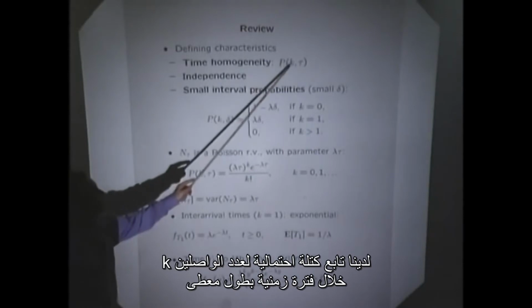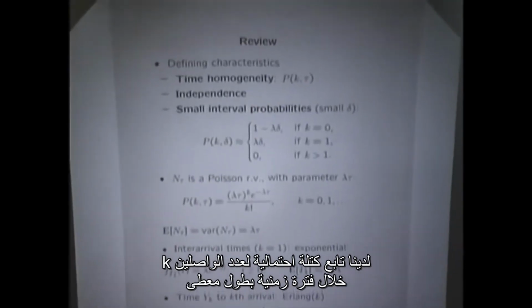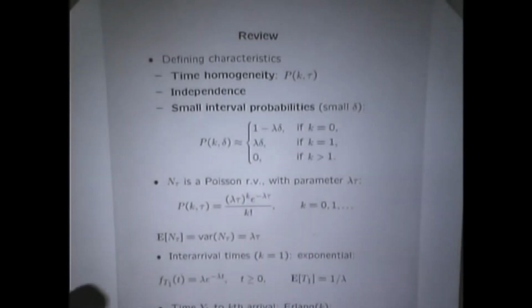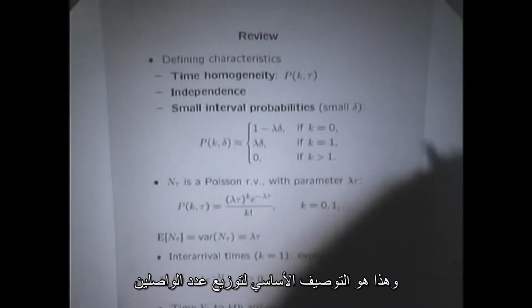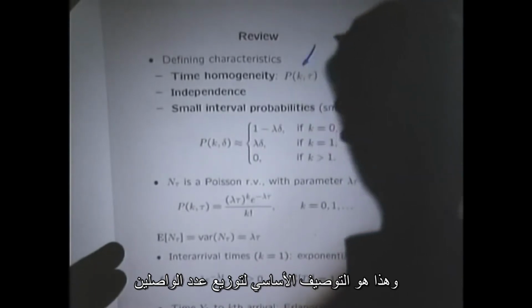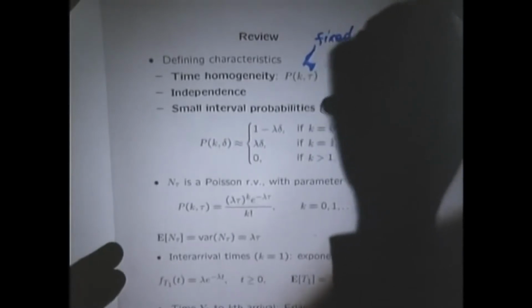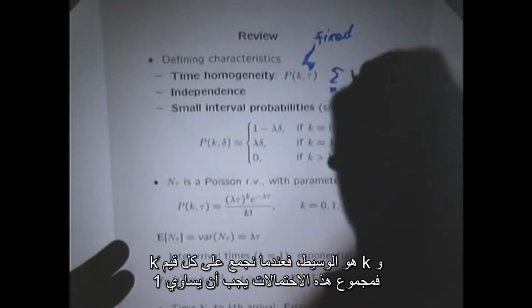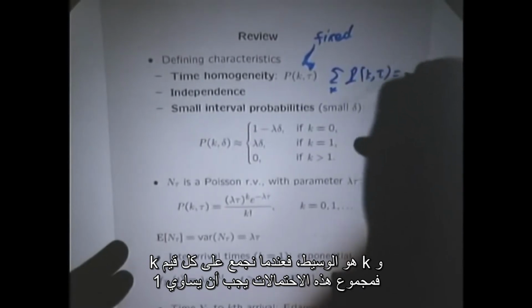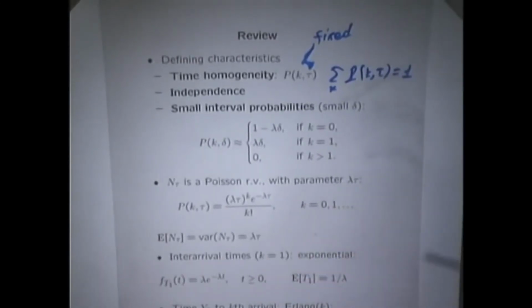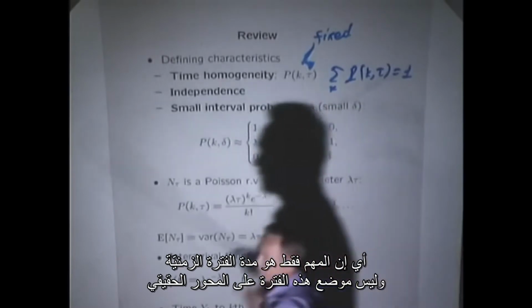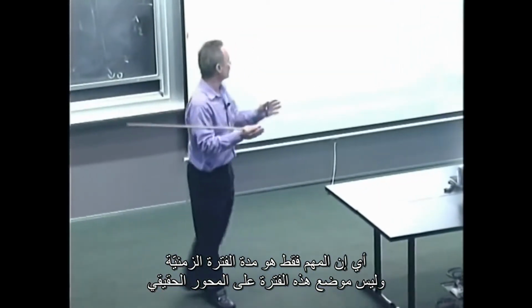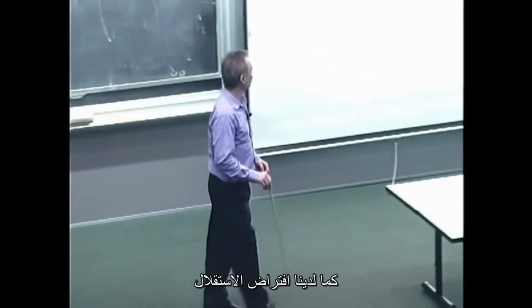We have a probability mass function for the number of arrivals k during an interval of a given length. So this is the basic description of the distribution of the number of arrivals. So tau is fixed, and k is the parameter. So when we add over all k's, the sum of these probabilities has to be equal to 1. There's a time homogeneity assumption which is hidden in this. Namely, the only thing that matters is the duration of the time interval, not where the time interval sits on the real axis. Then we have an independence assumption.